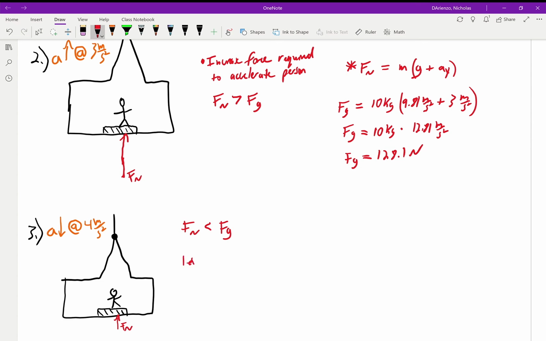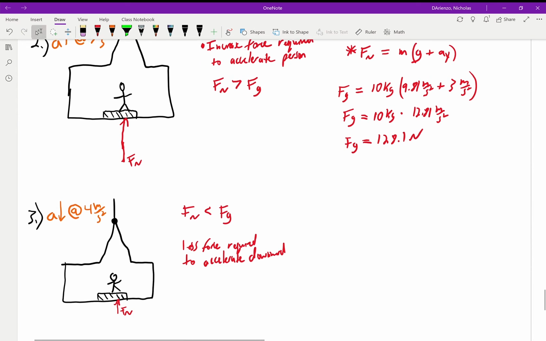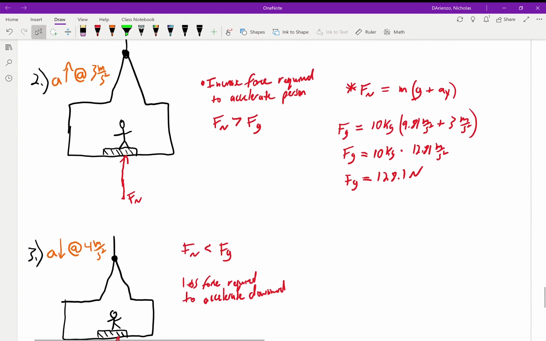And that's because there's less force required to accelerate the person downward, which is going along with the force due to gravity. So if we use that equation that we had talked about up top here, and we try and solve for the weight of the person again, now that I'm looking at this, this should be F of n. I changed that up there. I have to change that.